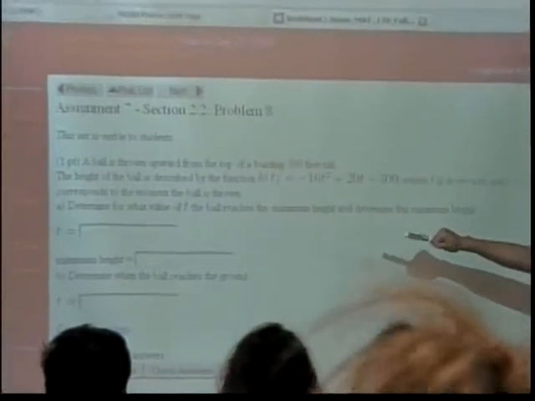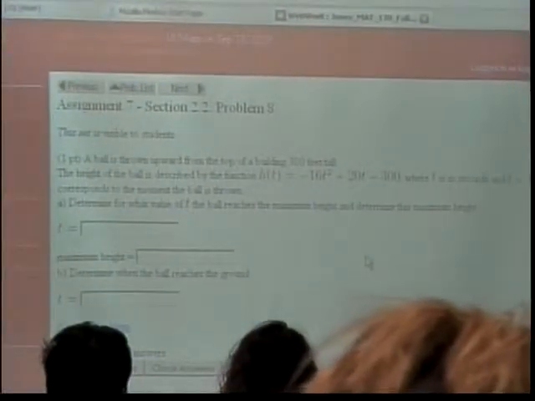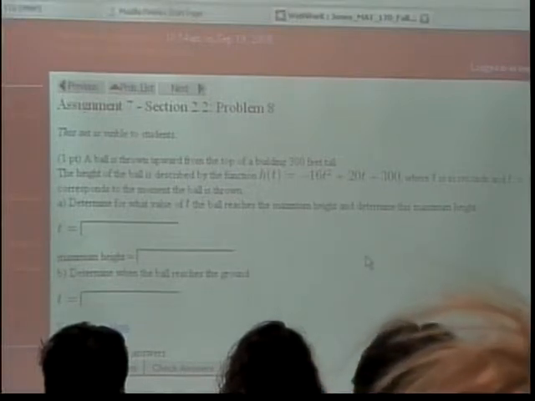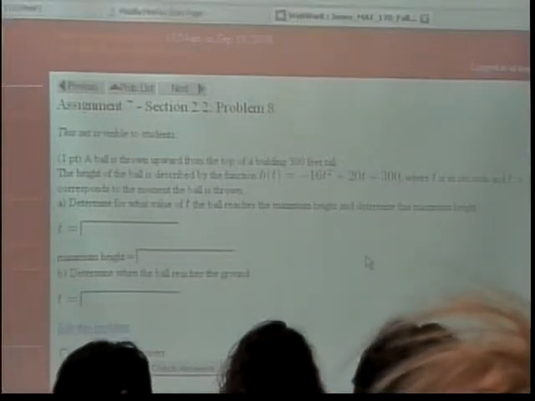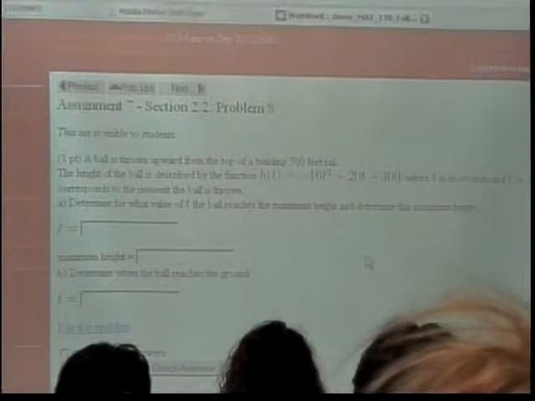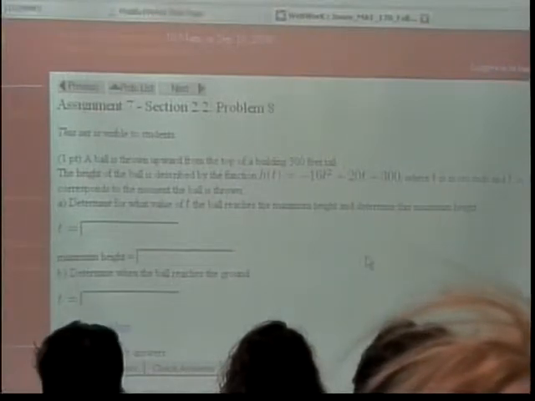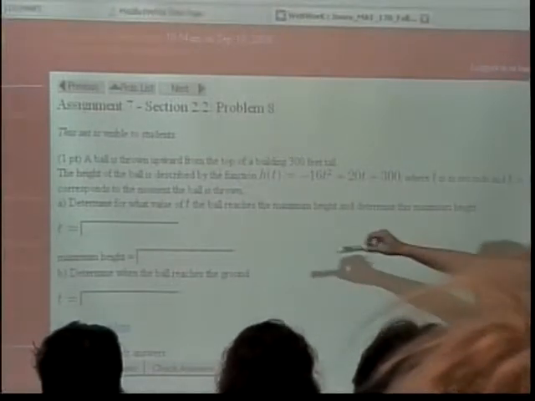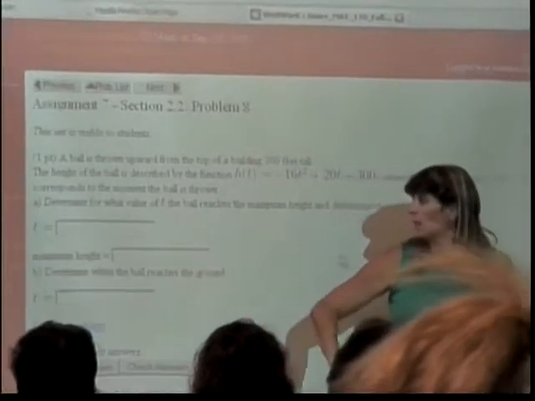At the value of t, the ball reaches its maximum height, and determine the maximum height. What is the maximum height on a quadratic function? The vertex. So you're being asked to find the vertex in question number 1 and 2, the x and the y coordinate. This is your x coordinate, and this is your y coordinate.